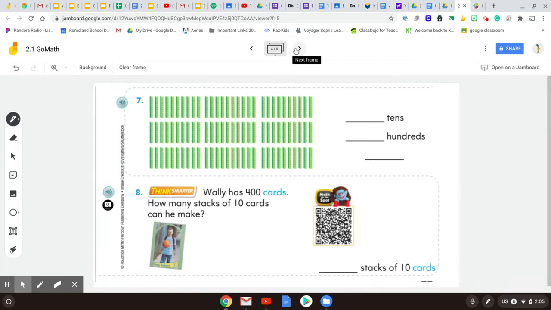Okay, we're on the bottom of page 59. Let's circle all of our groups of tens that are in groups of hundreds. There's a lot of them this time.